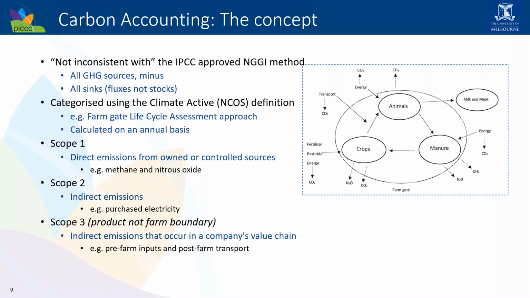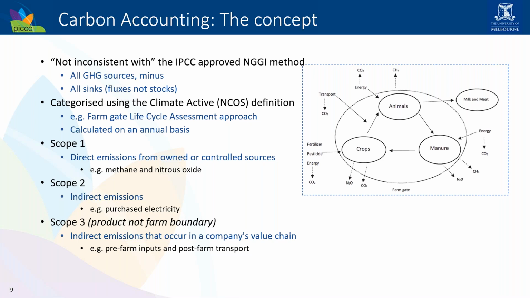Other things to note with greenhouse gas accounting is that whatever tool or methodology you're using to conduct your accounting, it has to be aligned to your NGGI, your National Greenhouse Gas Inventory method. So the way Australia reports its emissions to the UN to meet its Paris Agreement, it has a report with a methodology that says this is the way that we accounted for emissions from livestock in Australia, and it will have equations and emissions factors and activity data.